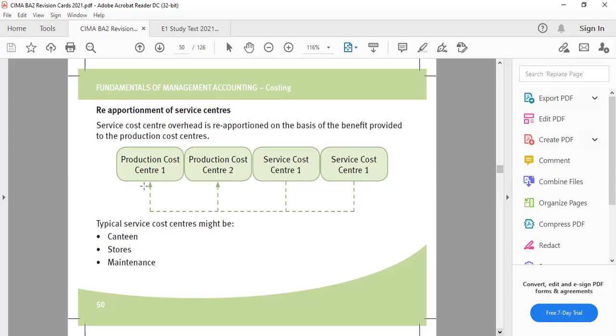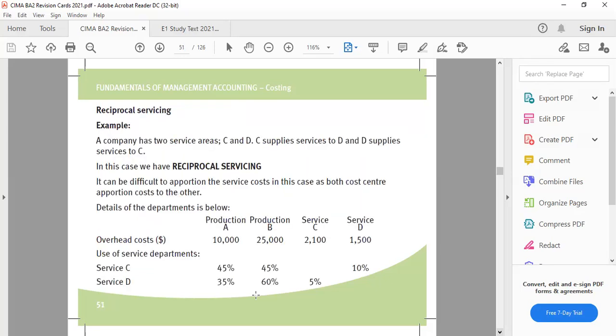So we see costs are incurred for the production departments, costs are incurred also for the service departments. So take the service department cost and charge it to production department. So that is what will happen. Typical service cost centers might be canteen, stores, maintenance, welfare, repairs, and then power supply, electricity. These are all examples of service cost centers.